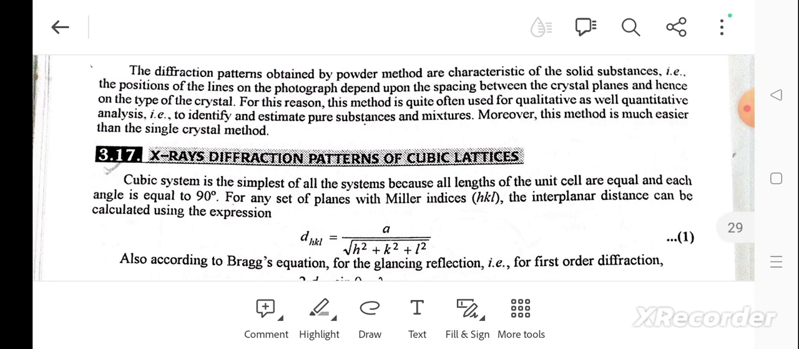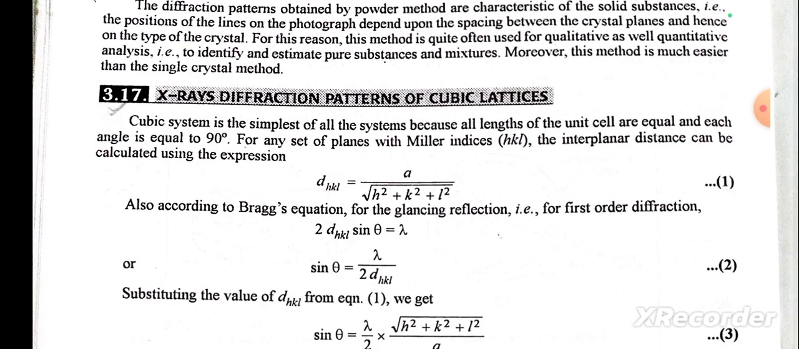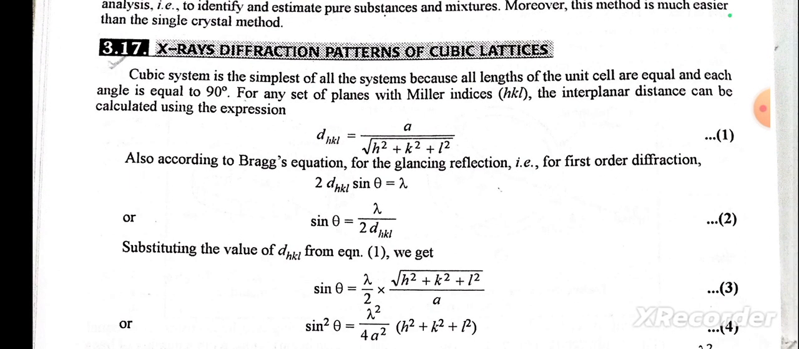Diffraction patterns obtained by the powder method are characteristic of the solid substance. The positions of the lines on the photograph depend upon the spacing between the crystal planes and hence on the type of crystal. This is the reason the method is used for qualitative as well as quantitative analysis, to identify pure substances and mixtures. Moreover, this method is much easier than the single crystal method.